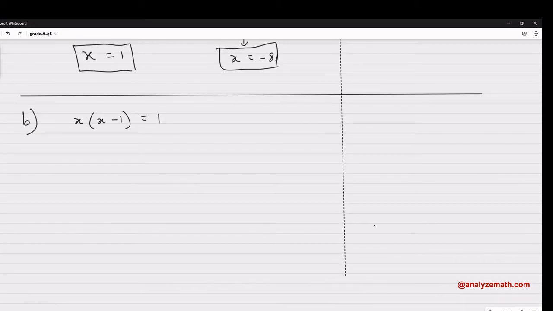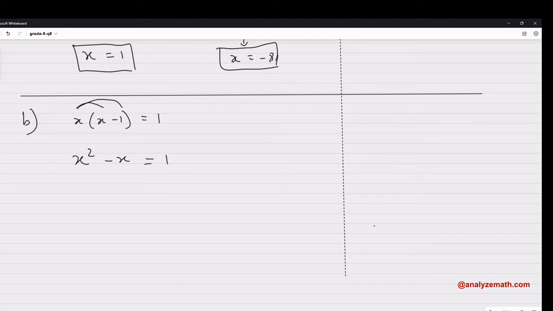Now, the equation in part B has the left side in factored form, but the right side is not equal to 0. So we cannot use the idea we have used in part A. Good. Now let's try to expand. So we distribute the x by x that gives me x², and then x by negative 1 that gives me minus x, and then equal to 1.